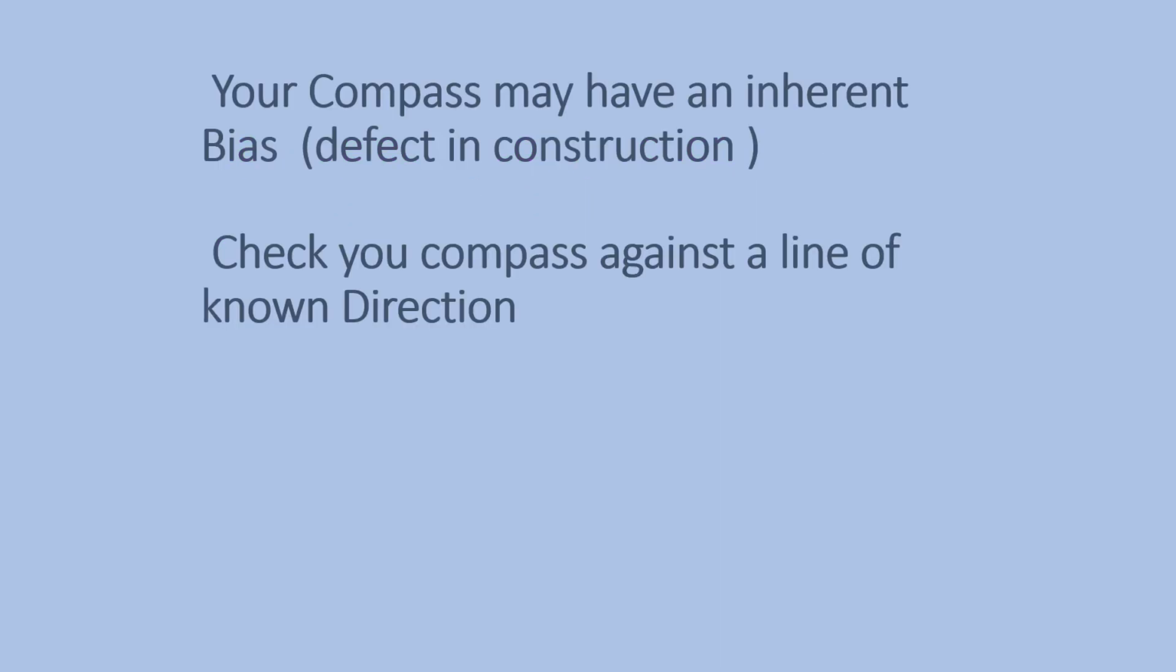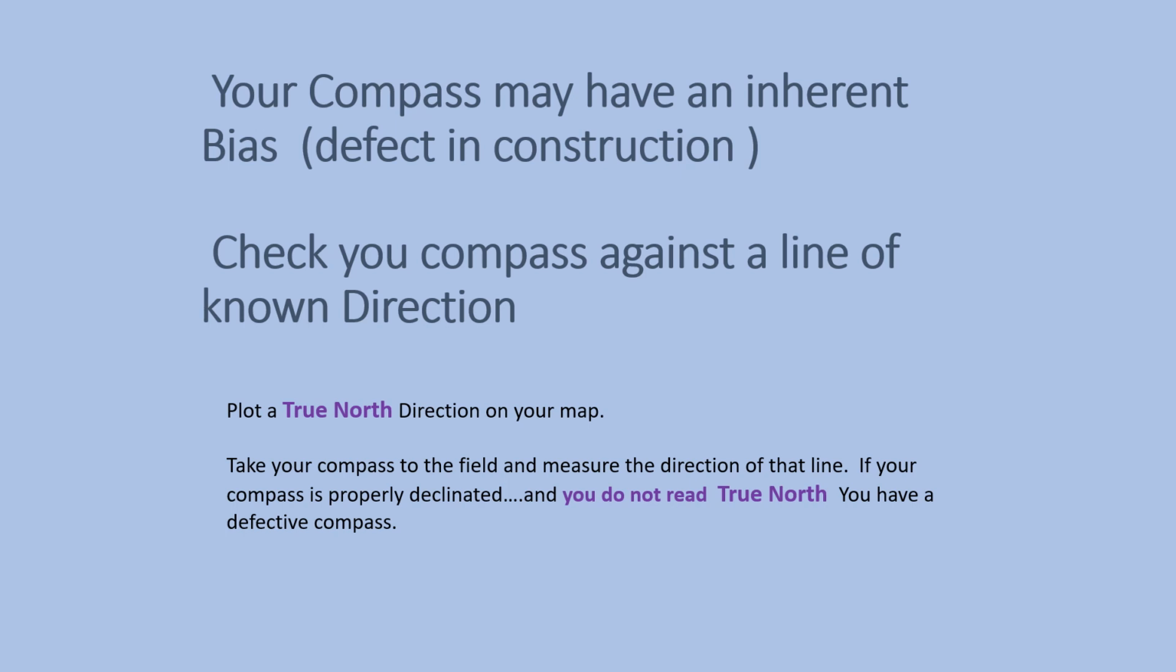Your compass may have an inherent bias, a defect in construction. Always check your compass against a line of known direction. You can do this by plotting a true north direction on your map, and then take your compass into the field and measure the direction of that line. If your compass is properly declinated and you do not read true north, you have a defective compass.